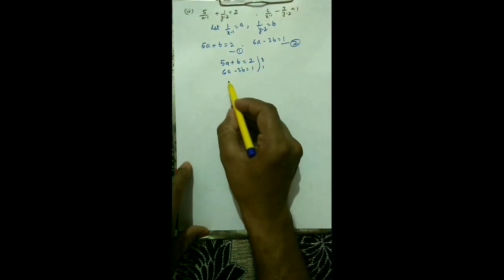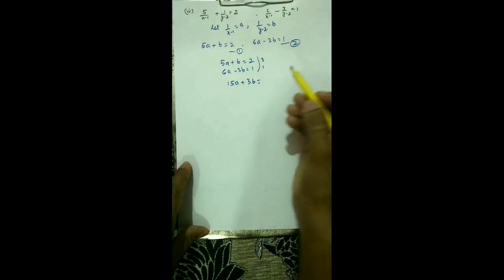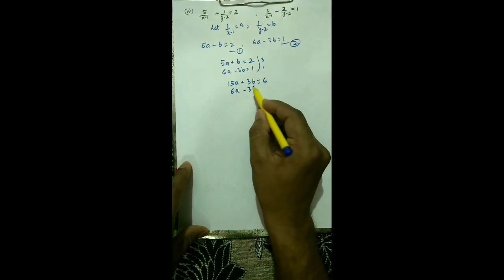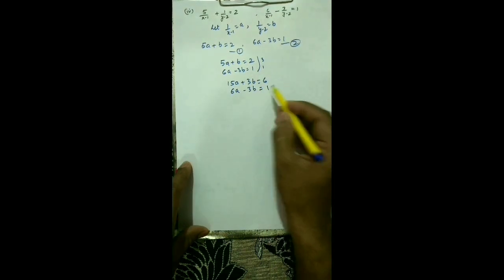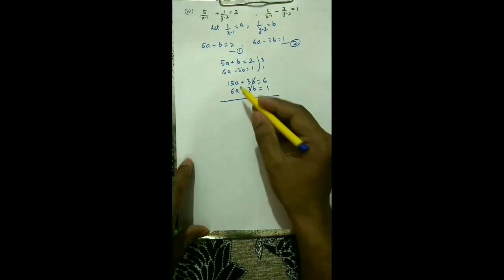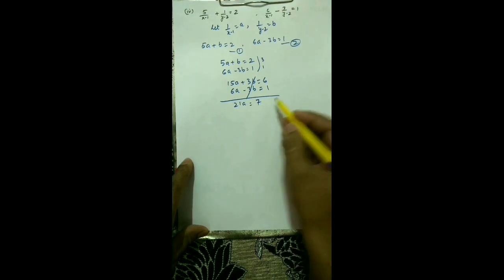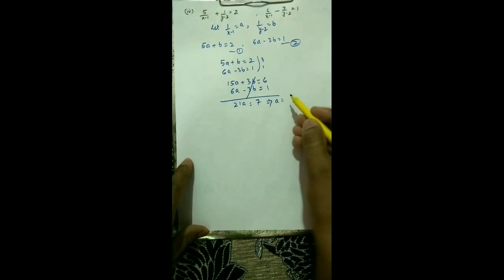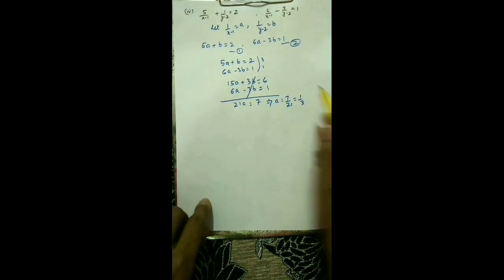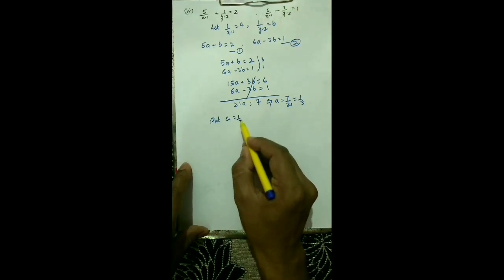So I'm going to get 15a plus 3b equal to 6, and this will remain the same because we are multiplying by 1. So this is 1. Now you add them, and the b terms will get cancelled. This is 21a, and this is going to be 7. So from here you are going to get a equal to 7 by 21, which is 1 by 3 after simplifying.